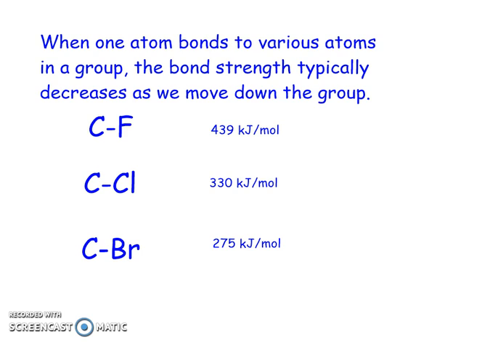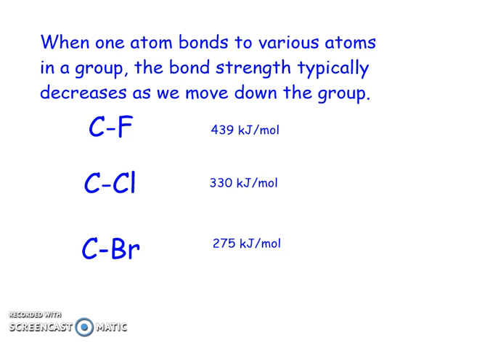When one atom bonds to various atoms in a group, the bond strength typically decreases as we move down the group. Because as we move down the group, the atoms get larger, so those bonding electrons are farther out, the strength isn't as big, so it's easier for that bond to break. It's going to take less energy.